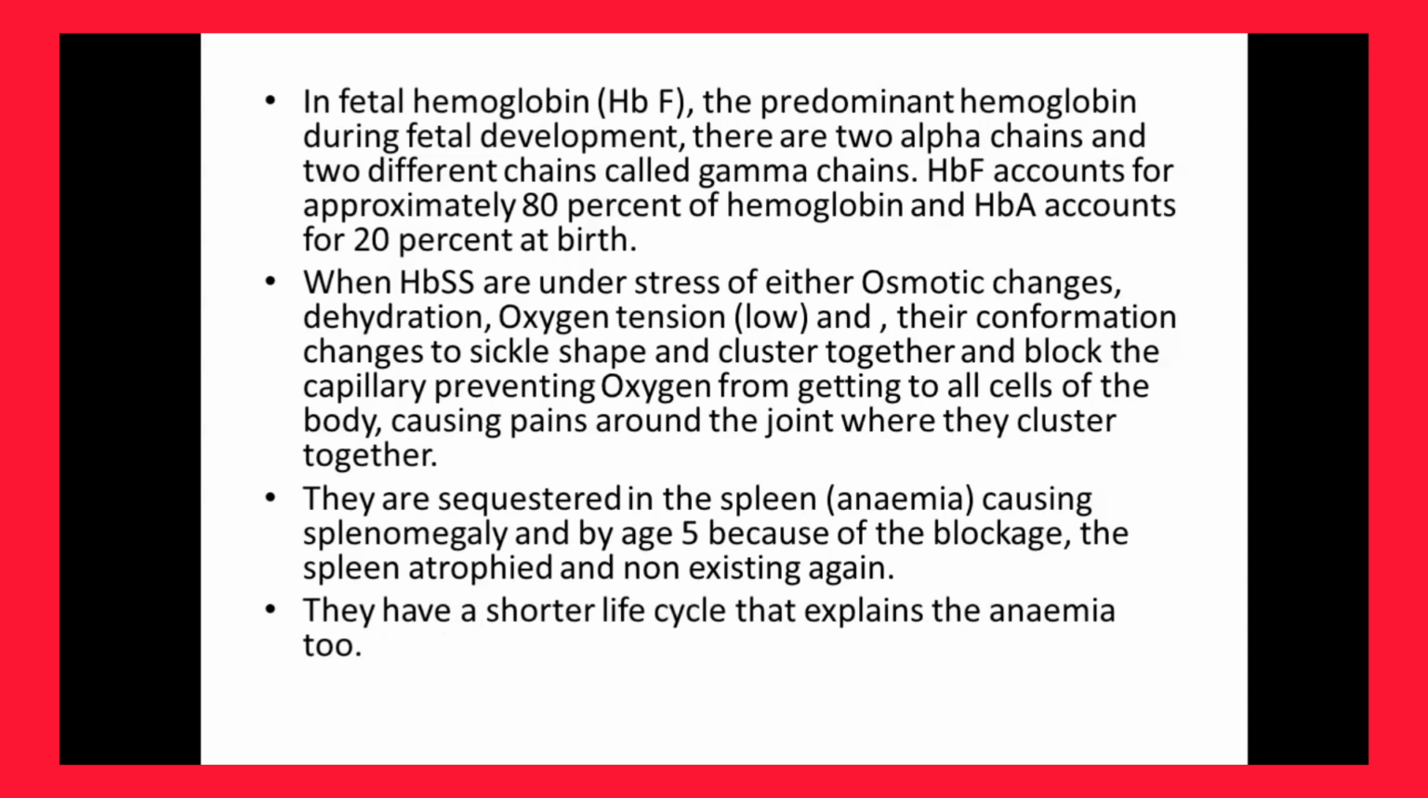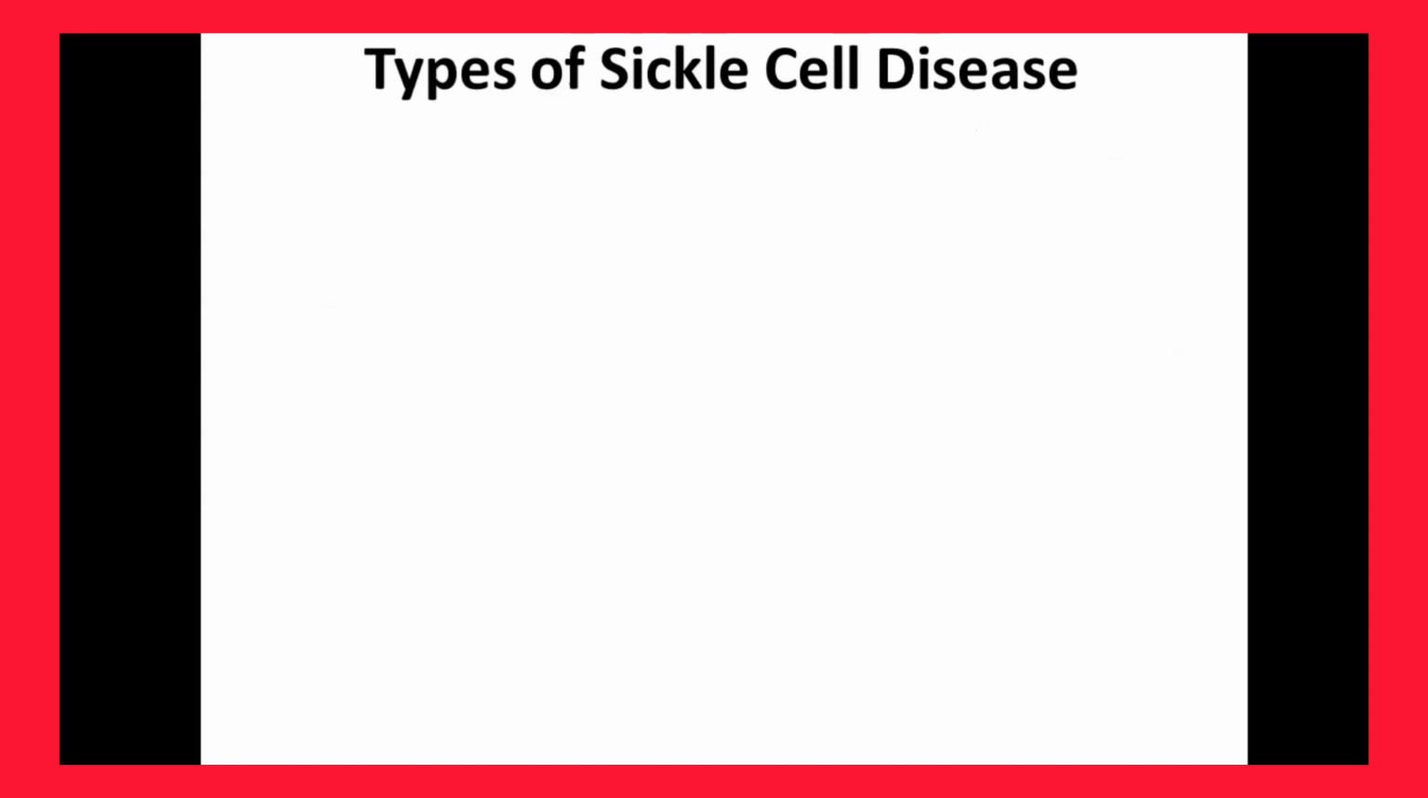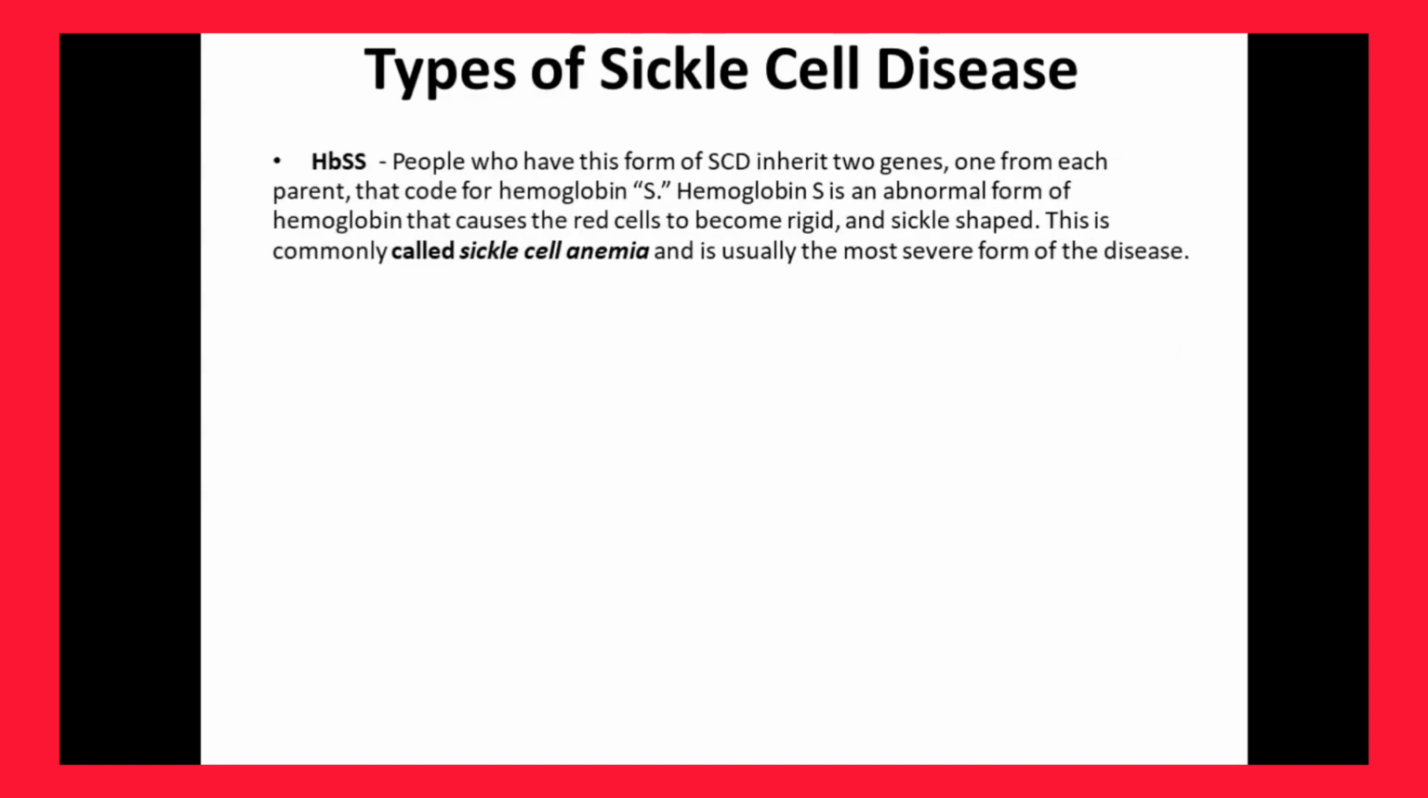They have a shorter life cycle, which explains the anemia too. Very fragile. Types of sickle cell disease: we have the HbSS, which we have just spoken about. The hemoglobin S is gotten from both parents and is now called sickle cell anemia.